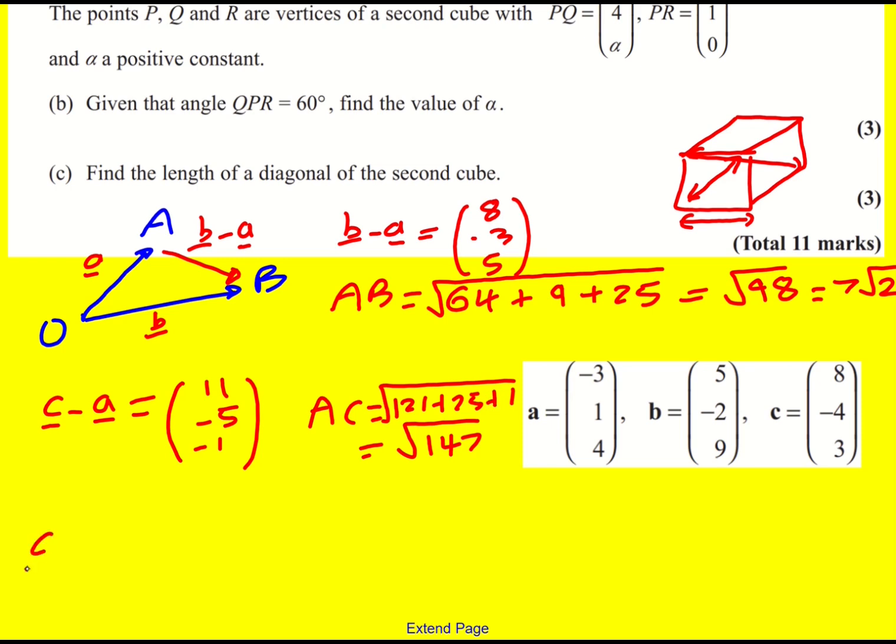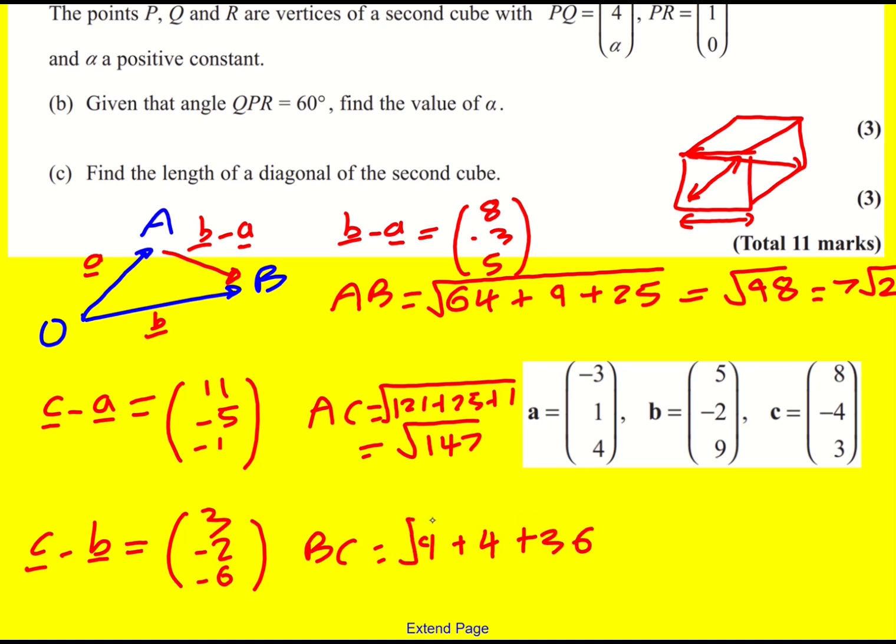And then C minus B, 3, minus 2, minus 6. So BC equals 9 plus 4 plus 36 square rooted, which equals the square root of 49, which equals 7.